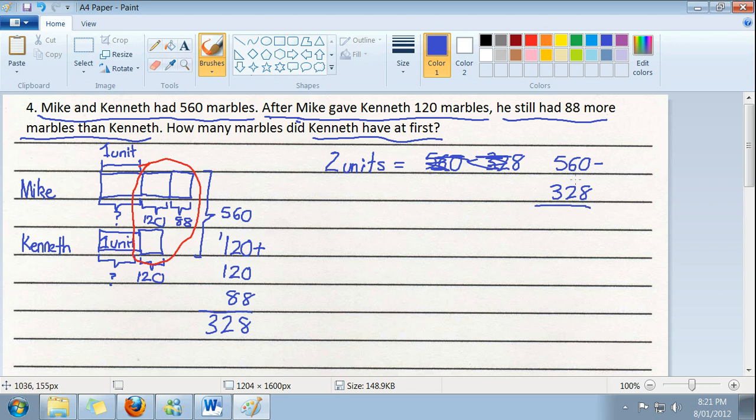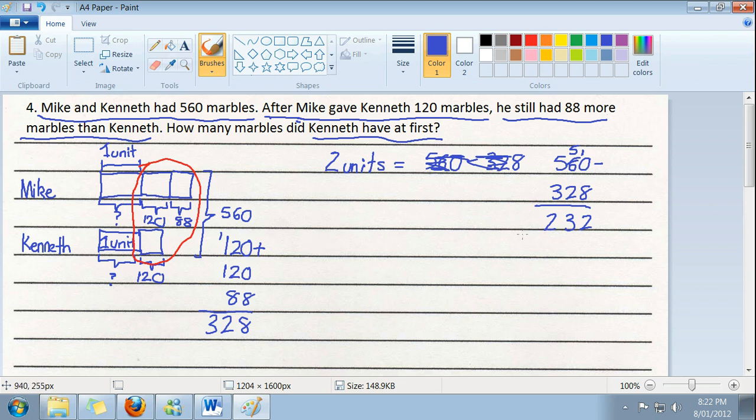Alright, there we go. Now the top is smaller than the bottom, so we need to borrow from the next number. Okay, so now this becomes 10. So 10 take away 8 is 2. 5 take away 2 is 3. And 5 take away 3 is 2. Alright.